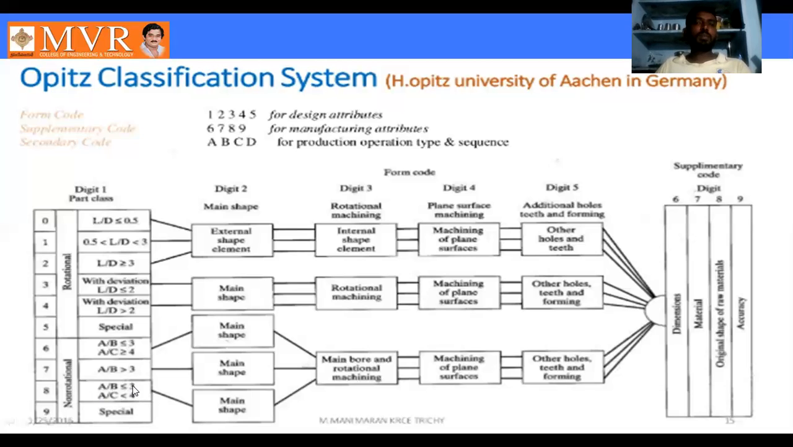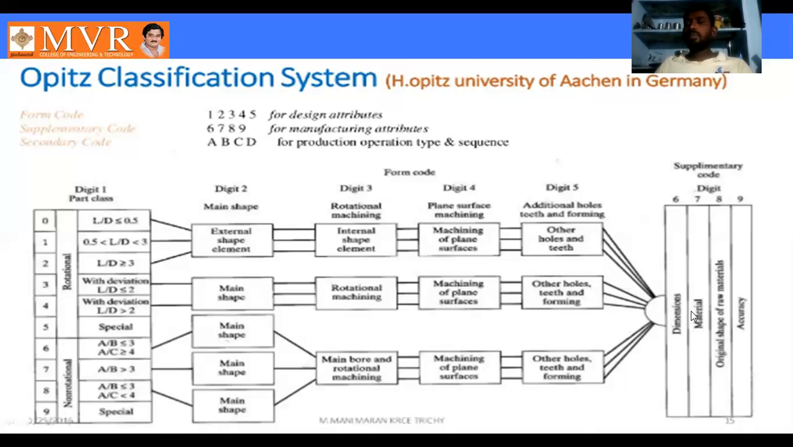It is the production operation type 1 or sequence 1. So production operation types, or we can call them the symbols A, B, C, D, sequence 1. So see here, it is the sequence 1. We are getting main shape 1. We are getting digit 2 onwards. So see here, digit 3 onwards, what we are getting means main hole, main bore, and rotational machining 1. Next one, digit 4 1, machining of plane surfaces 1. So next one is we go for digit 5 onwards, other holes, teeth and forming 1.